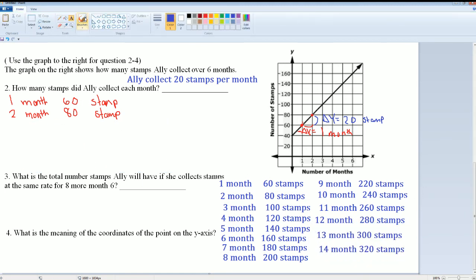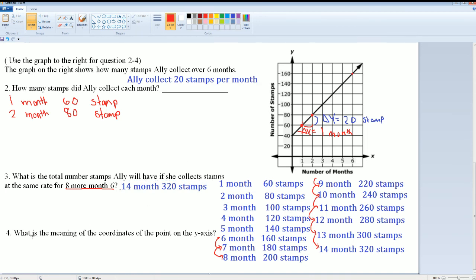Let me explain because some of you are a little bit confused. Do you see how it says here for 8 more months? So you start here from your 6. This would be 1 month, then this would be 2 months, then from here to here, that would be 3 months, 4 months, 5 months, 6 months, 7 months, 8 months. So at the 14th month, she collected 320 stamps.